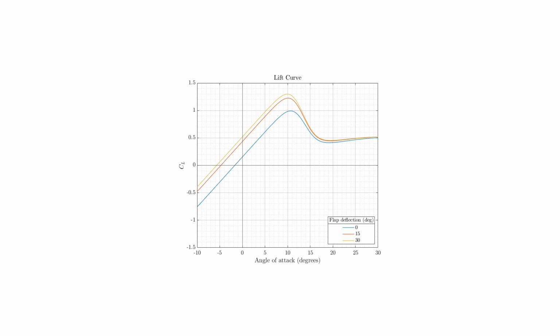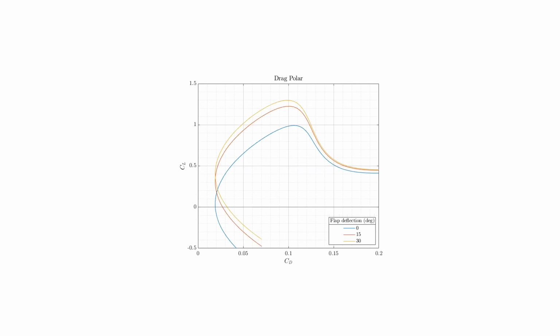The lift coefficient is plotted against angles of attack for different flap angles. The highest lift coefficient is found to be nearly 1.3 at an angle of attack of just over 10 degrees, with flaps at 30 degrees. The drag polar can also be seen, plotting lift coefficient against drag coefficient for different flap angles.